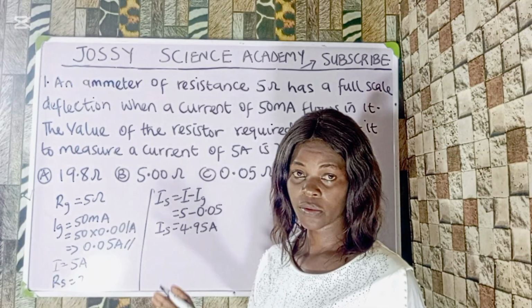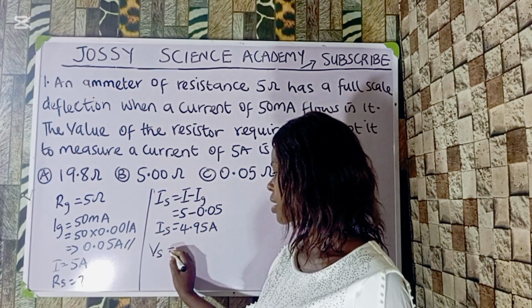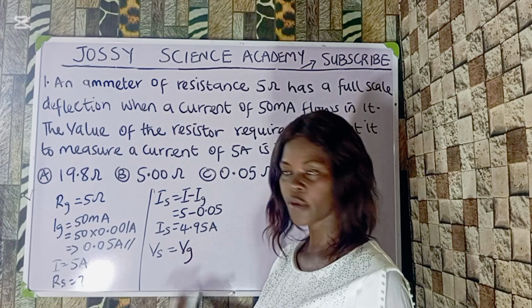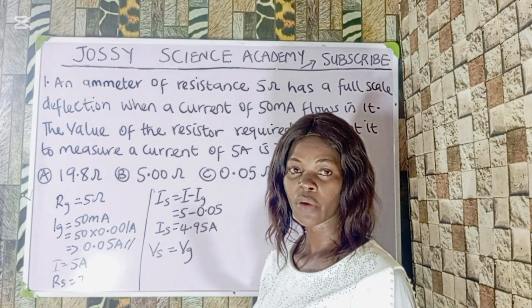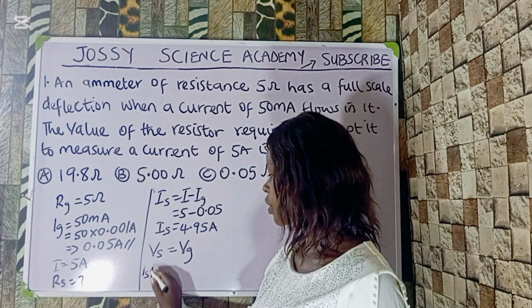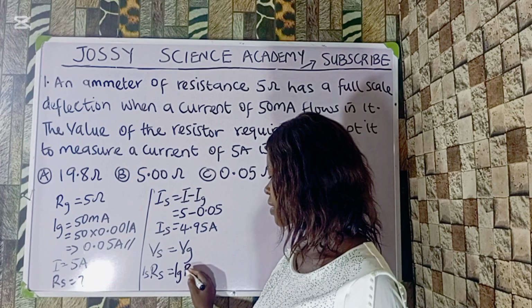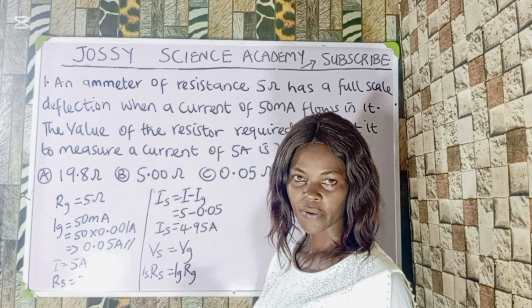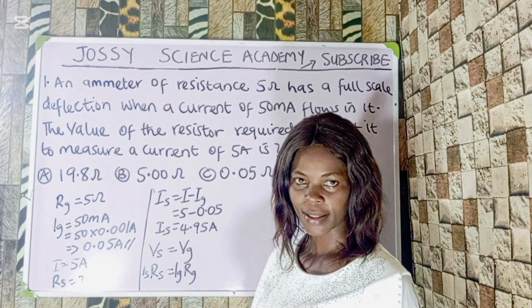The formula for this question is PD across shunt is equal to PD across galvanometer. Now what is PD? From Ohm's law, V is equal to IR. So we have current of the shunt times resistance of the shunt is equal to current of the galvanometer times resistance of the galvanometer. Is that clear?